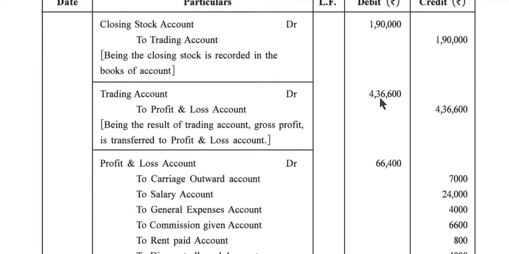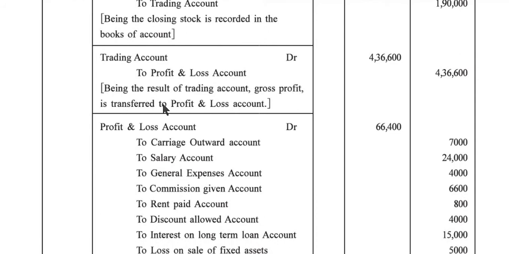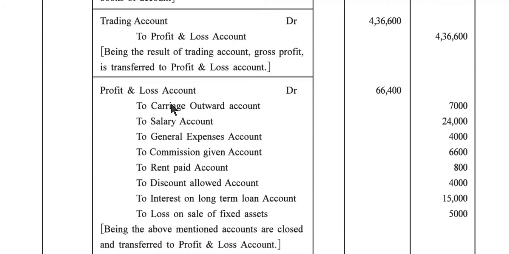Trading account debit 4,36,600, to profit and loss account 4,36,600. Being the result of trading account, gross profit is transferred to profit and loss account.